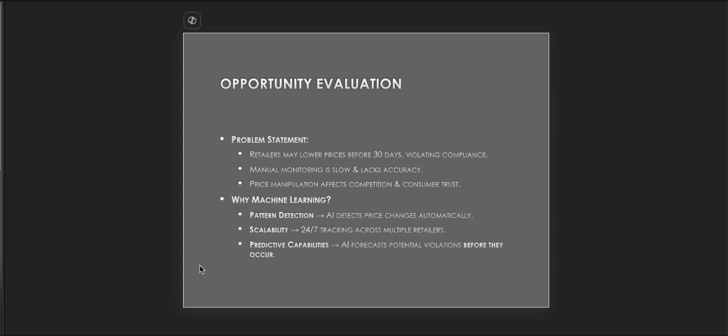Why machine learning? So pattern detection: AI detects price changes automatically, 24/7 tracking across multiple retailers, although most retailers have a schedule, but this would allow tracking for international retailers. Predictive capabilities: AI forecasts potential violations before they occur.